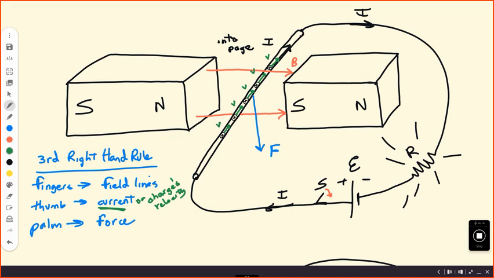So fingers go with the magnetic field lines, thumb goes with the way the charges are moving, and then the palm shows the force, which would be down. So that wire would be pushed down. So we're going to make use of this modified third right-hand rule, and we're going to see how we could actually generate electricity using that magnetic force.